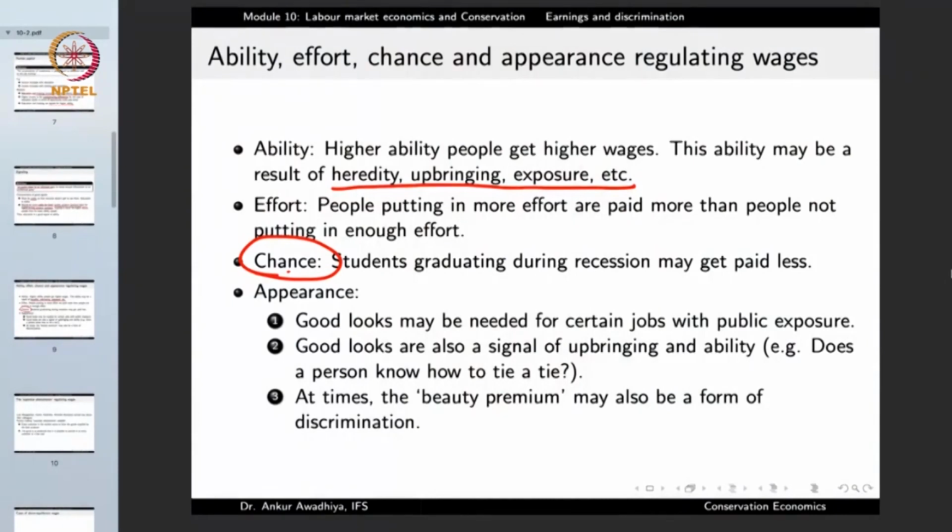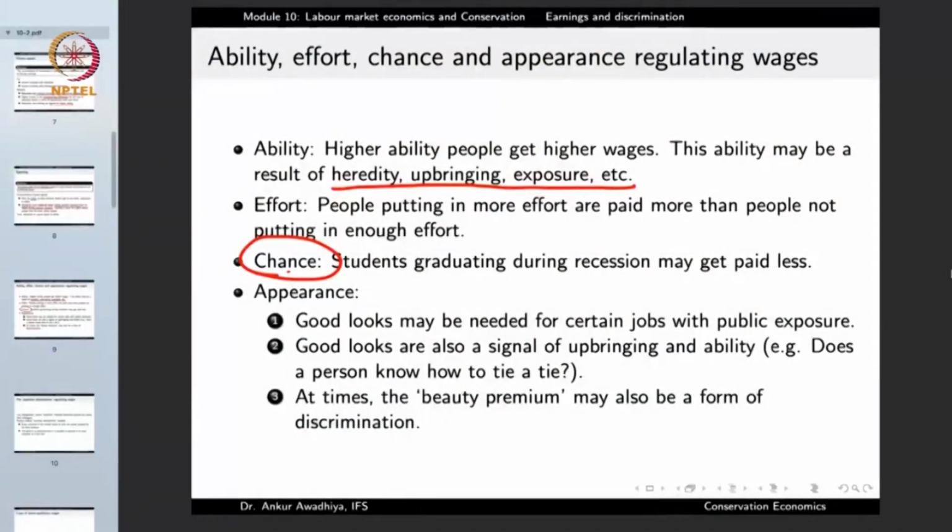Appearance is also involved, because good looks may be needed for certain jobs with public exposure. So, if you talk about, say, a job such as that of a news anchor, a person who looks better, who has a better appearance, may be paid more. Actors. In the case of actors, if they look beautiful, if they look smart, they might get a higher payment. So, appearance may play a role, especially in those jobs that involve public appearances, say, with the case of TV or cinema.